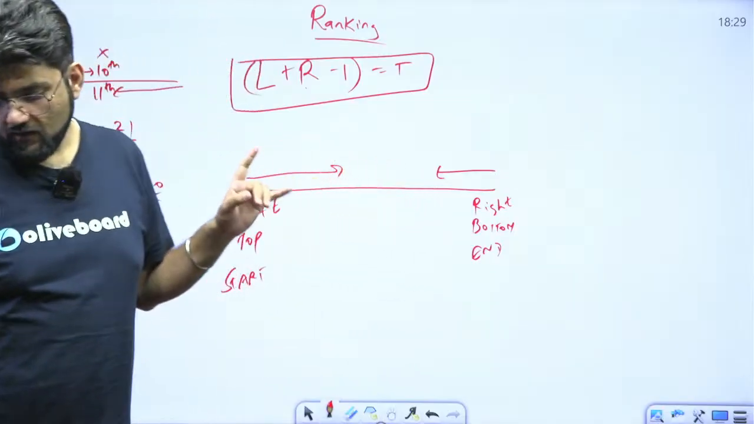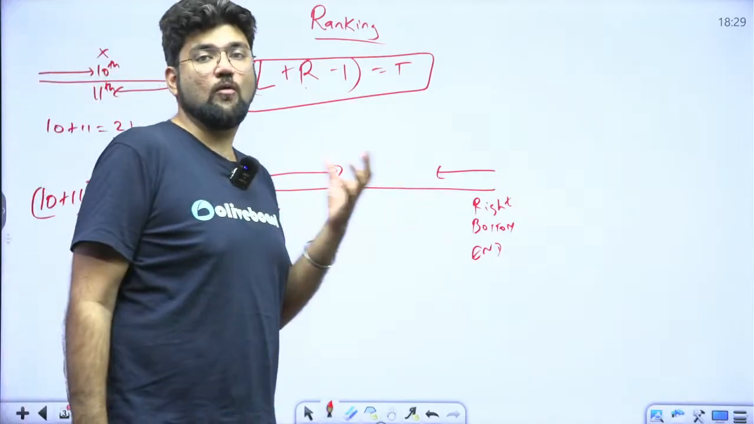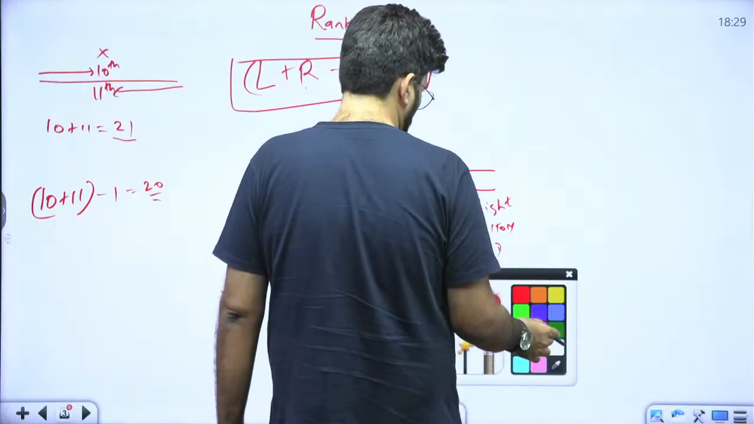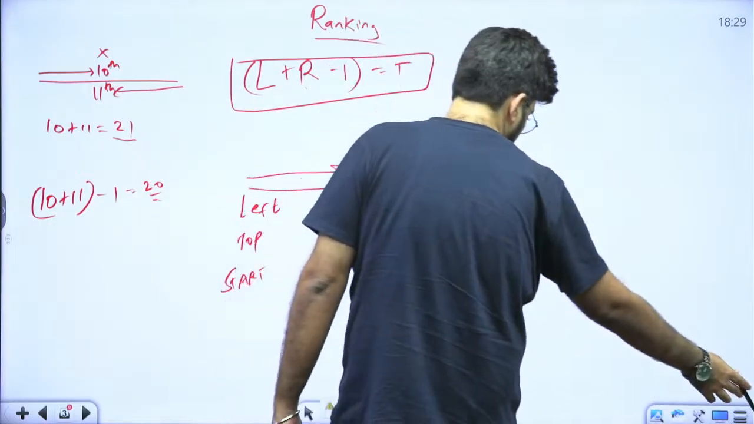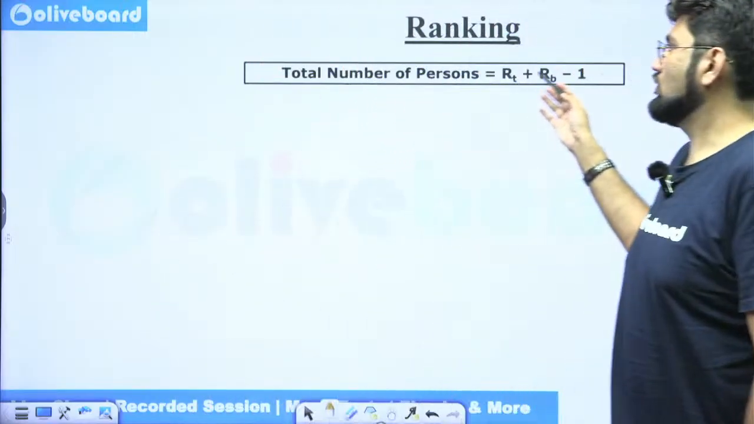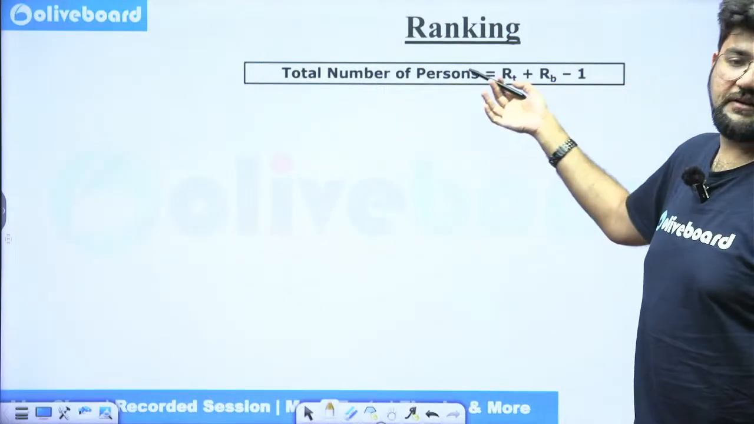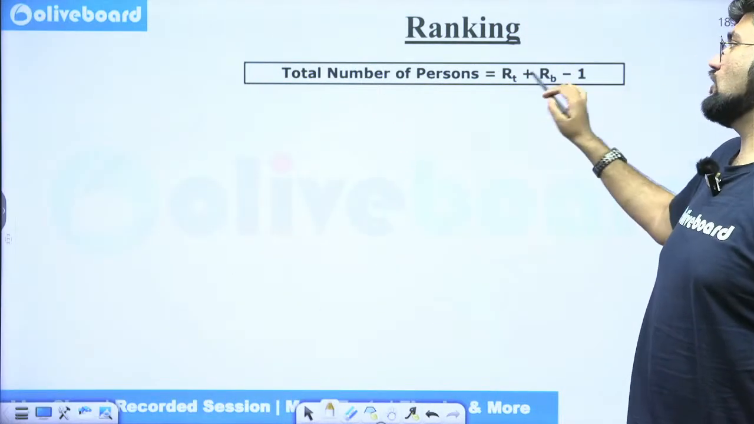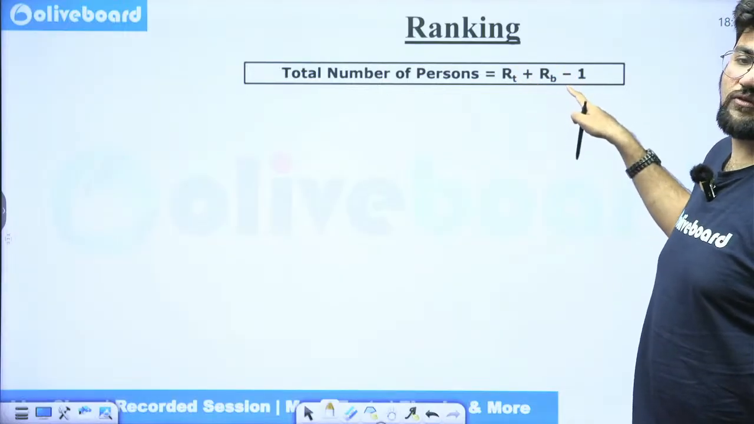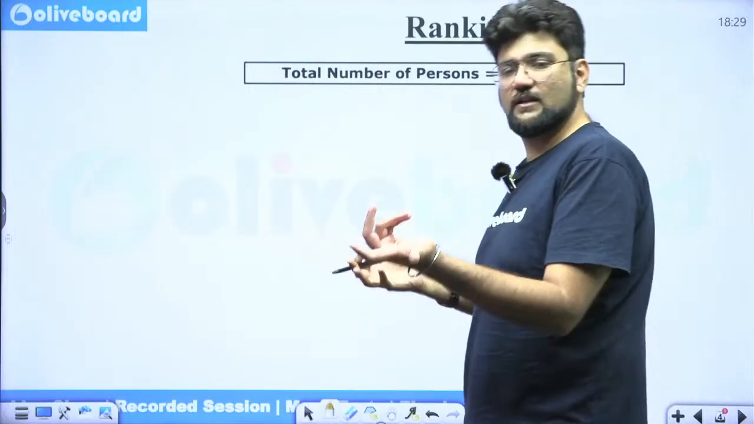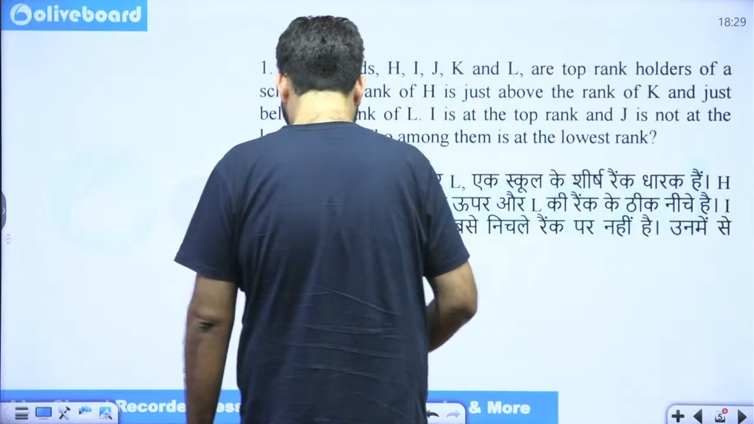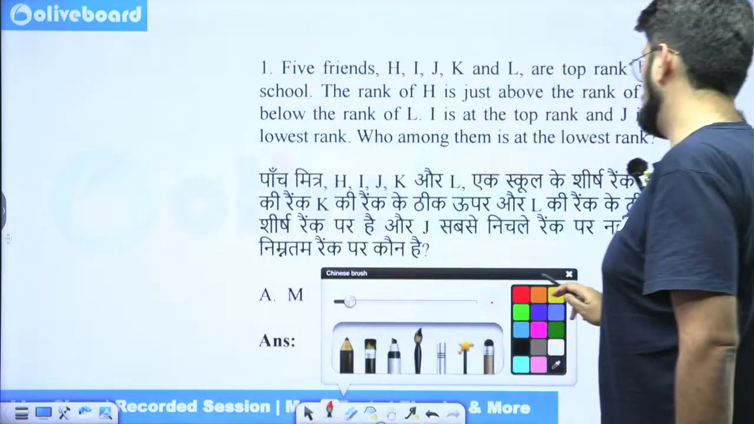Cool. Now I need to understand how much you have completed, so let's solve one question and see how well you understand. Yes, this is the formula I was talking about. Here in print, in case you fail to understand what I've written: RT means rank from the top plus RB means rank from the bottom. L plus R minus 1, the same thing. Okay, cool. Try this question.